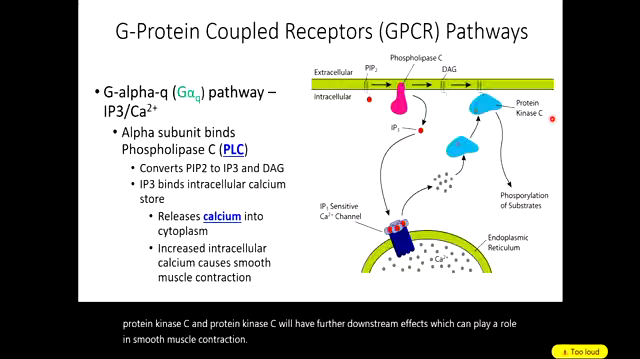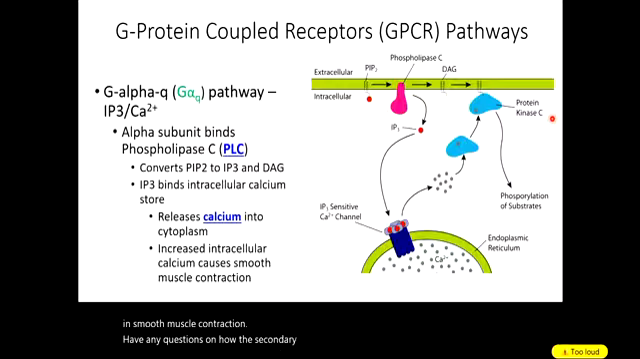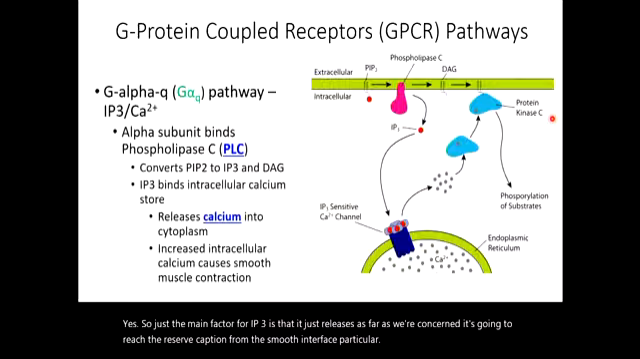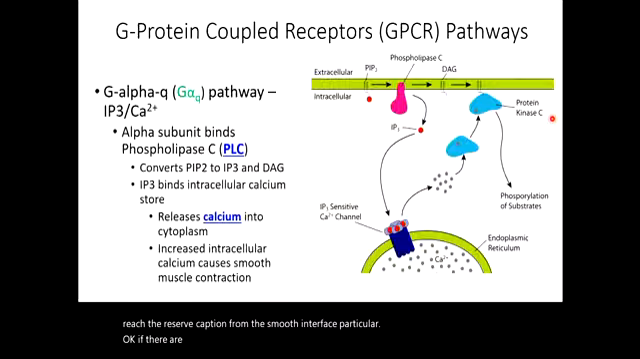Are there any questions on how the secondary messengers work? Yes? So just the main factor for IP3 is that it just releases calcium? Yes, as far as we are concerned. It's going to lead to the release of calcium from the smooth endoplasmic reticulum. Okay, if there are no other questions, that brings us to the conclusion of the nervous system.